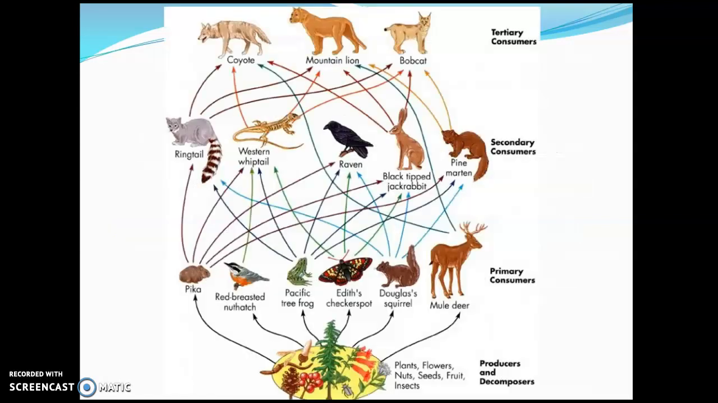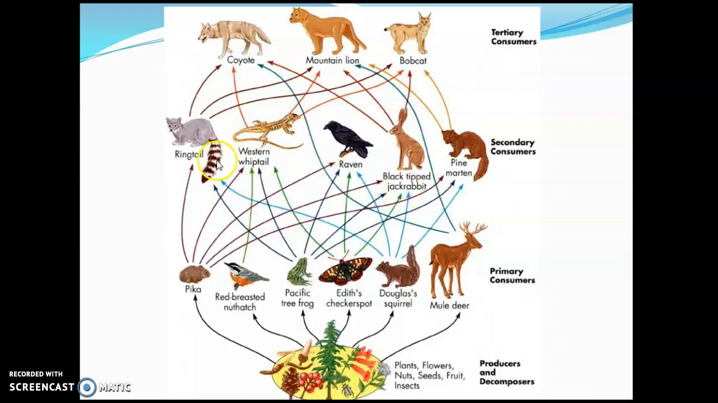So here we have a food web, and I like how this one's organized because it gives us levels, okay? We have our producers and our decomposers, basically what you would call our plant life. You know, plants, seeds, fruit, and so on. Here we have our primary consumers. These are your herbivores, the ones that eat primarily plants, like a mule deer. We have a squirrel, frog, nuthatch.